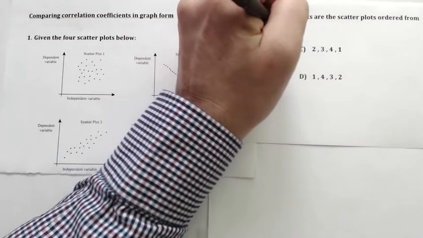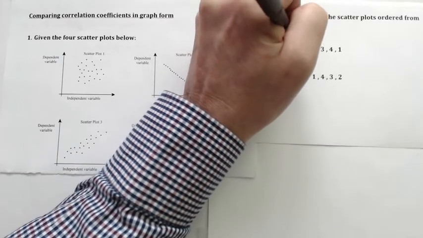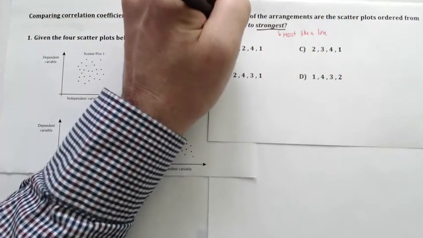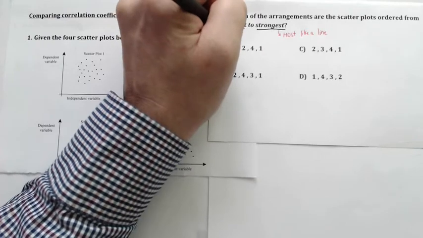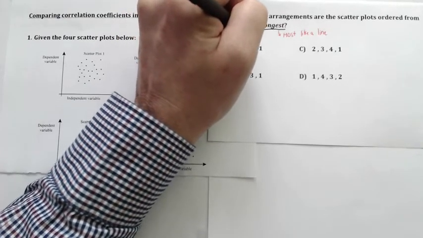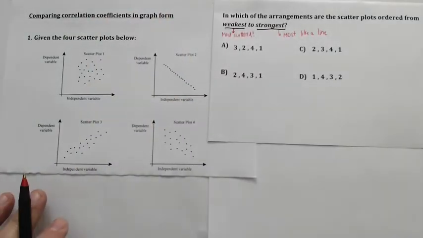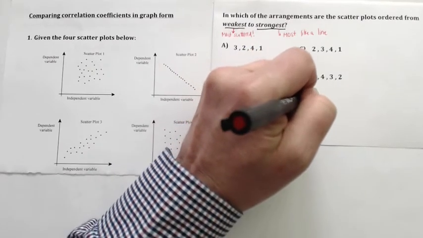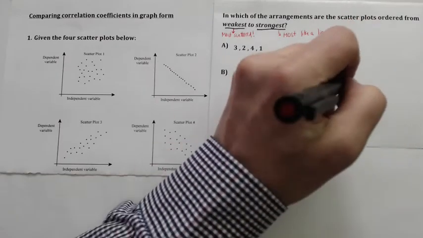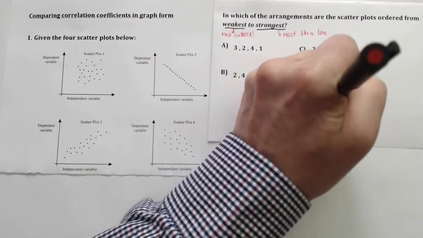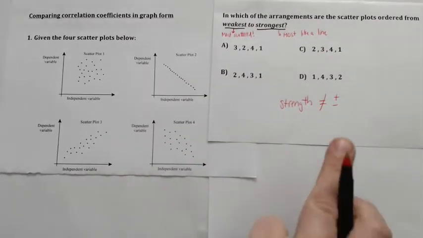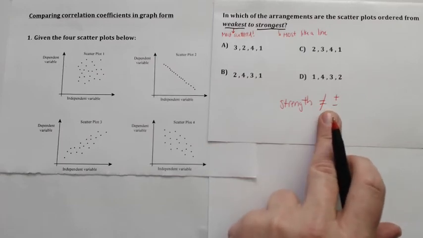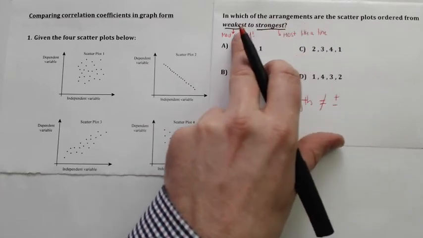So I just want to remind you that the strongest one will always be the most like a line, and the weakest one will always be the most scattered. And I want you to also remember, very important, when we're talking about strength, it has nothing to do with positivity or negativity. Okay? We ignore the notion of direction. We don't care about whether it's positive or negative when we're talking about how strong it is. The strength simply has to do with whether it's more like a line or it's more scattered.